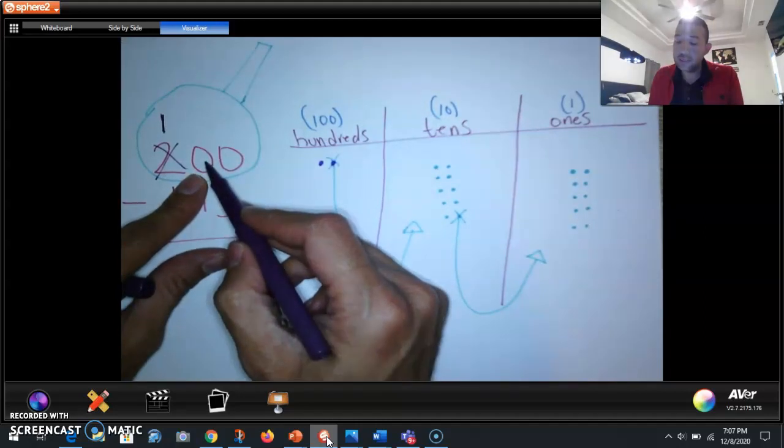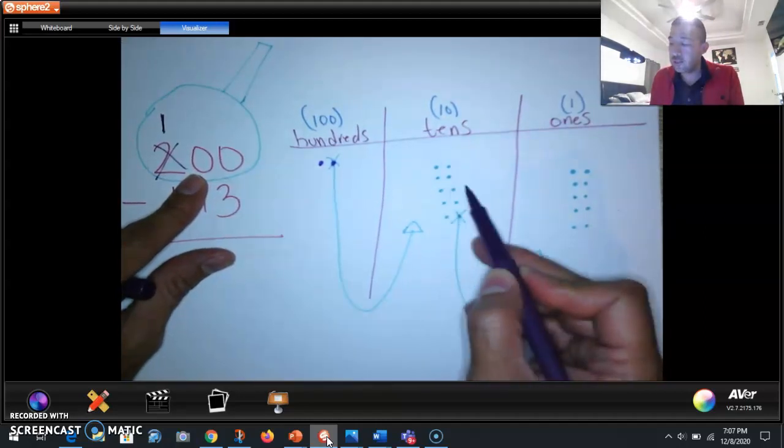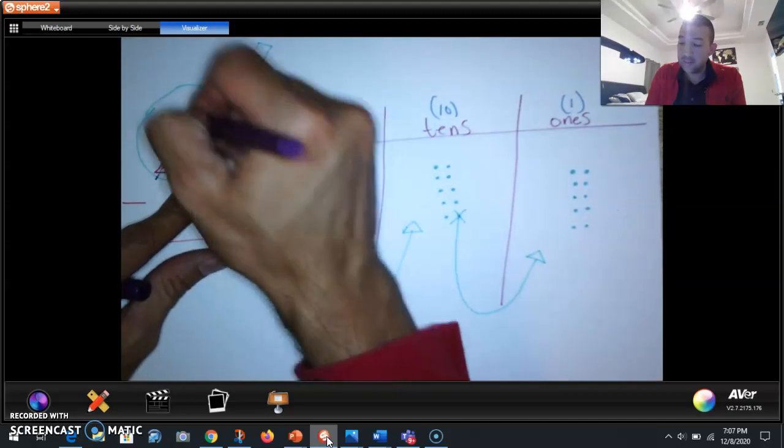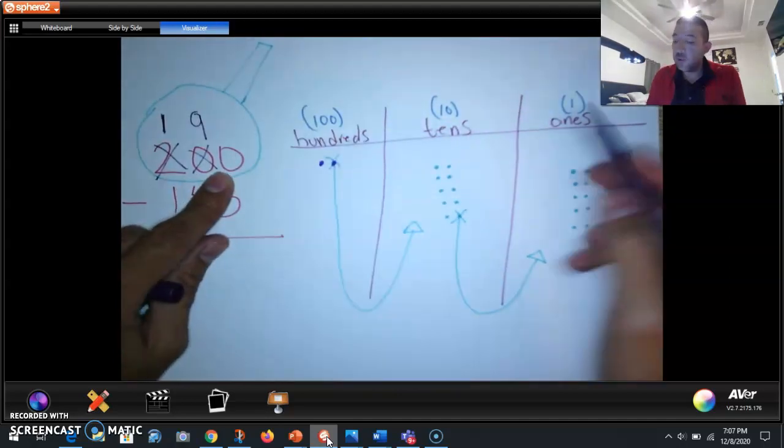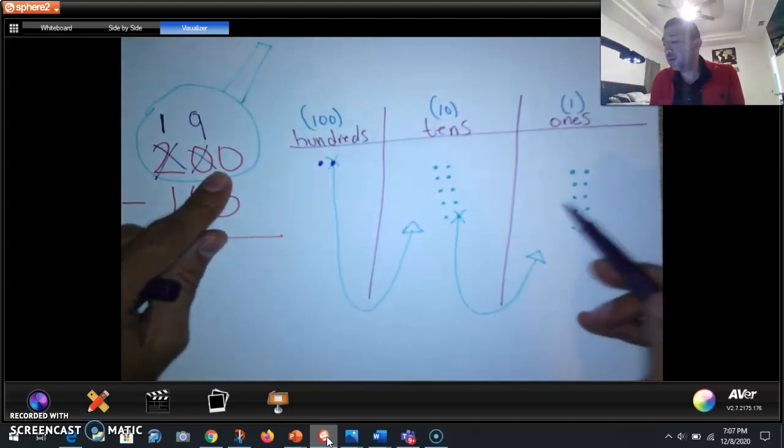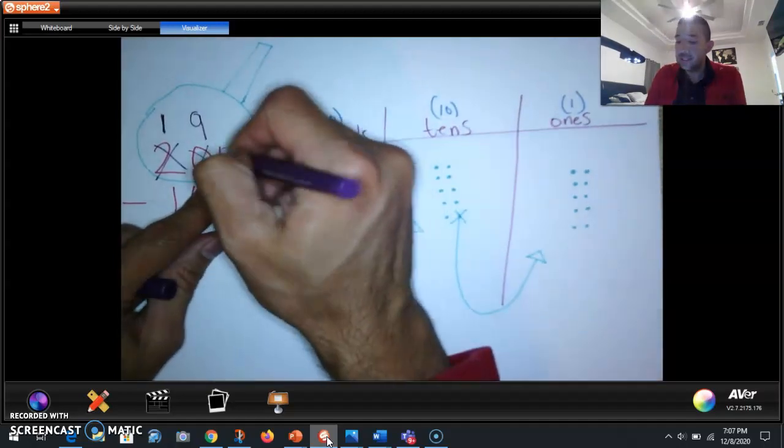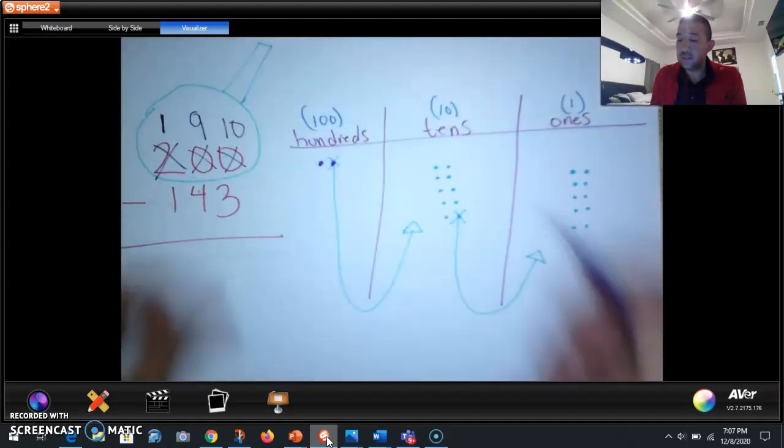0 tens is now 1, 2, 3, 4, 5, 6, 7, 8, 9 tens. 0 ones is now 1, 2, 3, 4, 5, 6, 7, 8, 9, 10. 0 ones is now 10 ones.